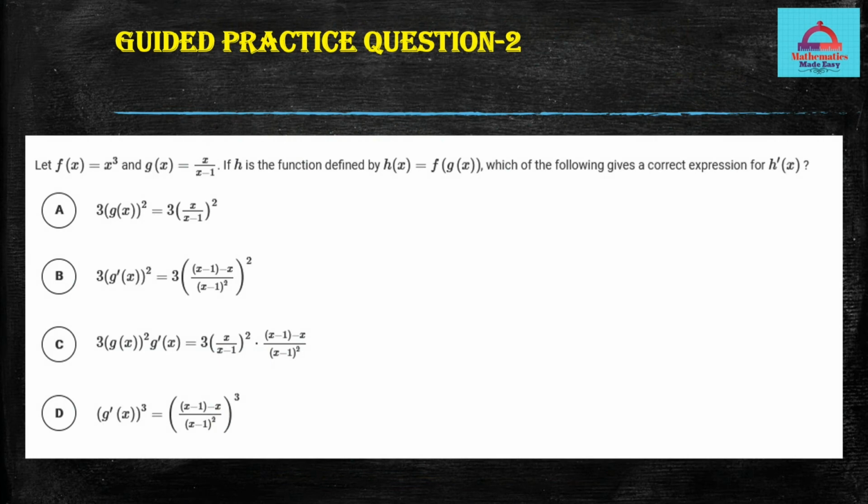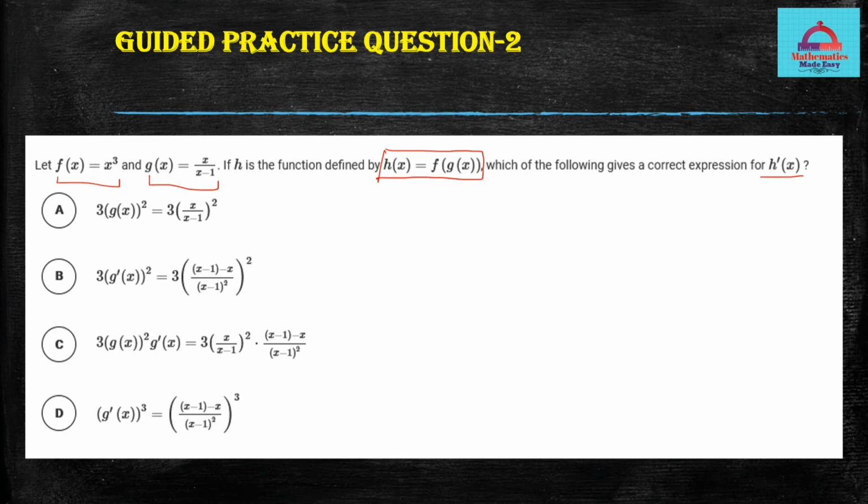Let's do this now important question on AP Calculus AB. And if you read the question carefully, you are given the two functions f(x) and g(x) along with a third function h(x), which is defined as the composite function of both f and g. And in the question we need to find the derivative of the composite function.